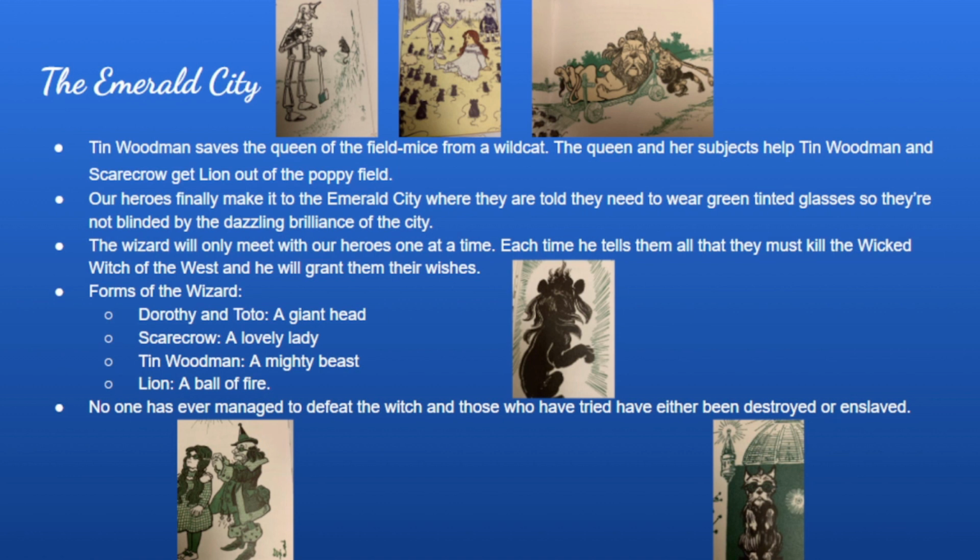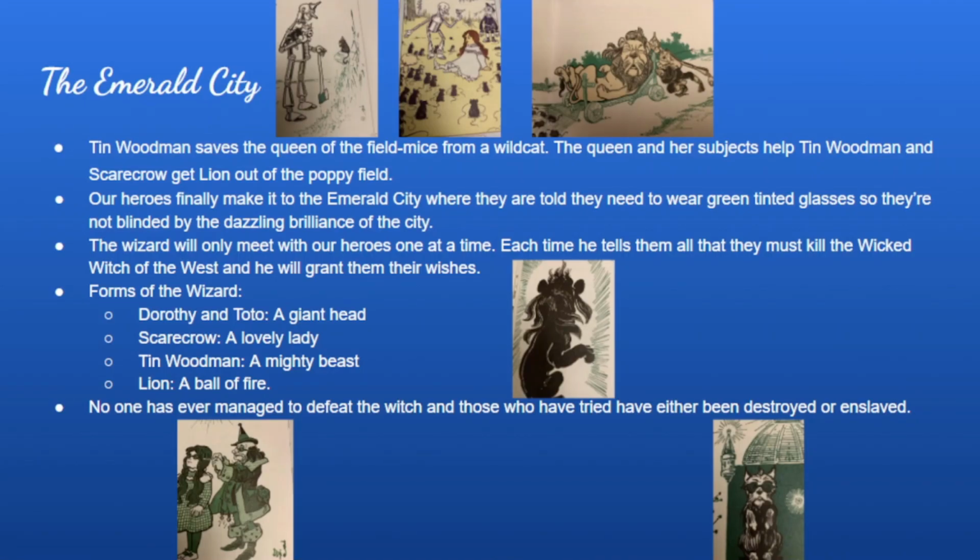The group finally makes it to the Emerald City, where the guardian of the gates tells them to wear green-tinted spectacles, or glasses, so that they won't be blinded by the brilliance of the city. Even Toto has his own little green glasses. Look at him! Everyone makes it to the palace, but the wizard will only meet with them one at a time. Dorothy and Toto meet with the wizard first, and the wizard has taken the form of a giant head.